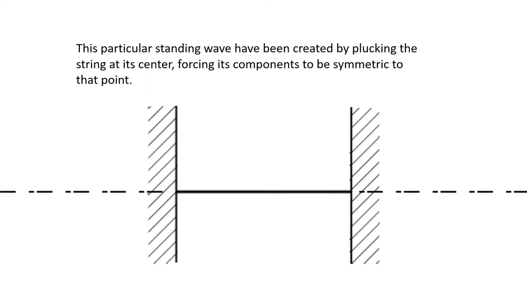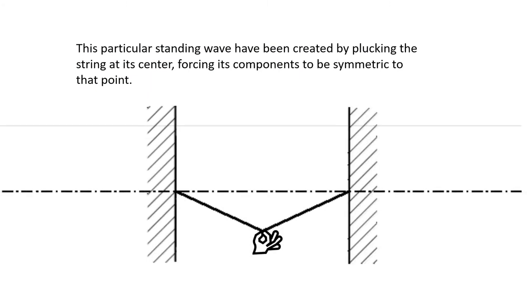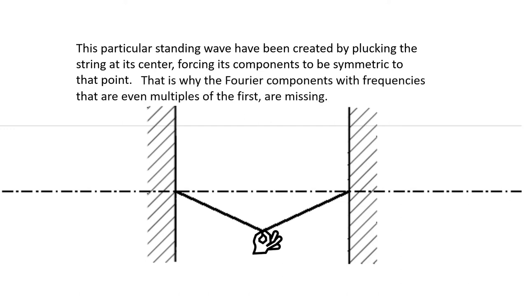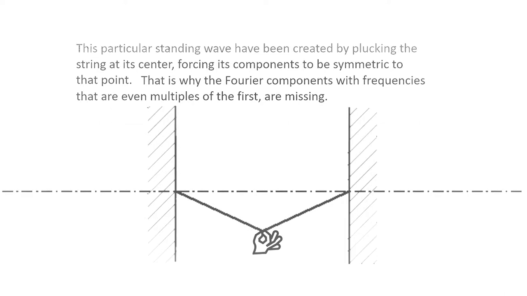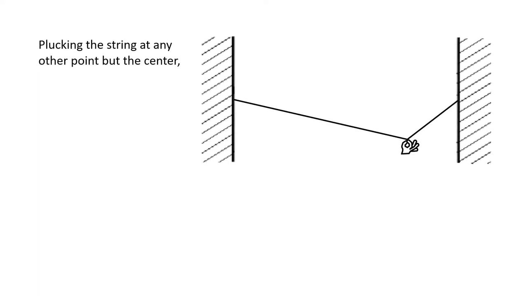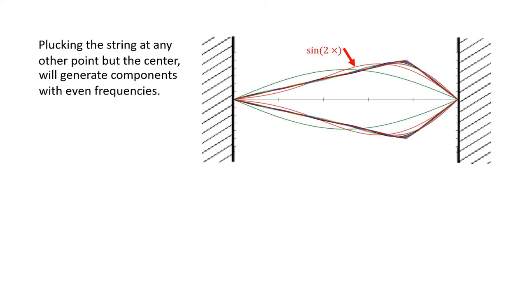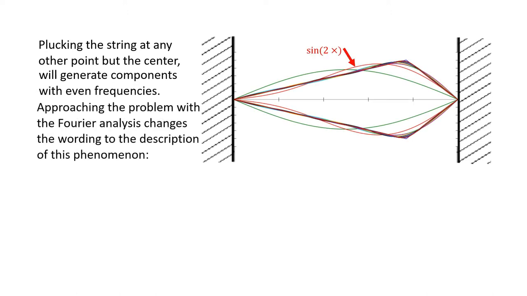This particular standing wave had been created by plucking the string at its center, forcing its components to be asymmetric to that point. That is why the Fourier series components with frequencies that are even multiples of the first are missing. Plucking the string at any other point but the center will generate components with even frequencies. But approaching the problem with Fourier series analysis, changing the wording to the description of this phenomenon.